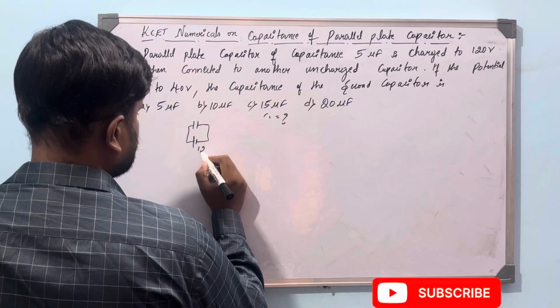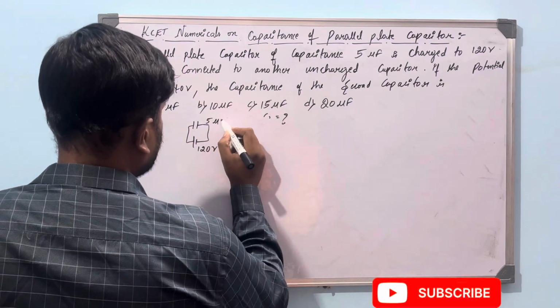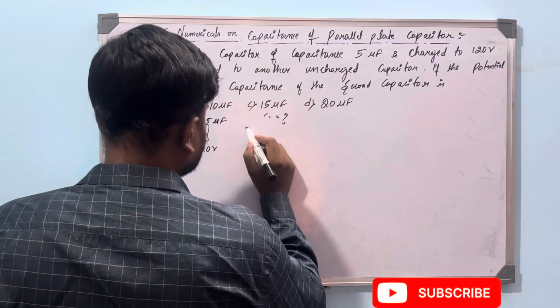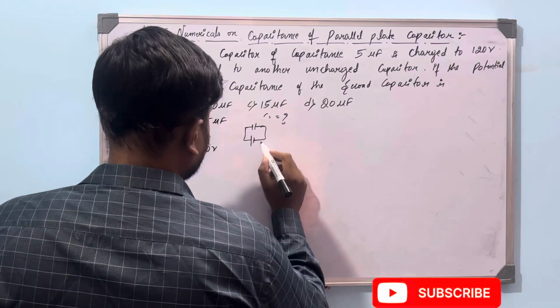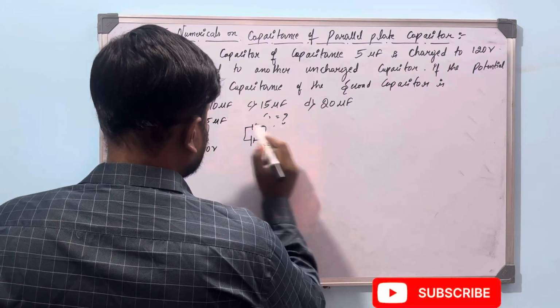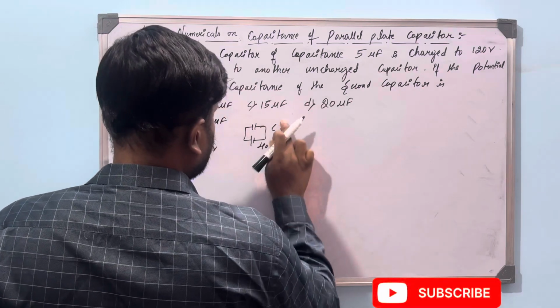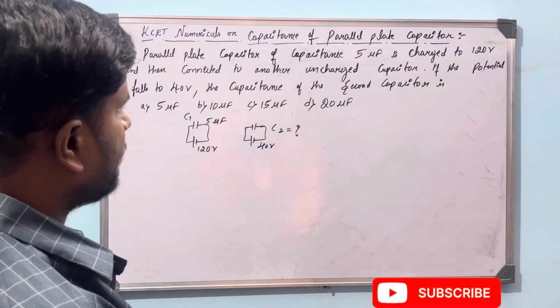So its V value is 120 and this one is 5 microfarad, and it is connected to another uncharged capacitor. Here the potential drops to 40 volt. So I will call this one C1 and this one C2. Here I need to calculate C2, which is equal to question mark. So this is the required data.